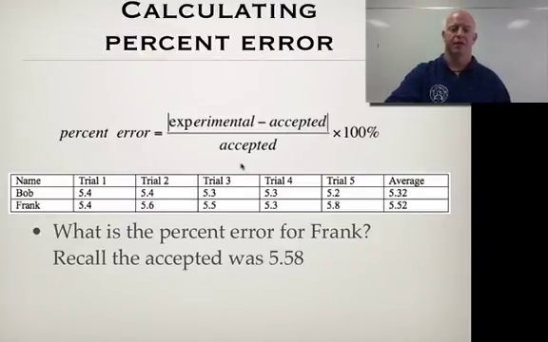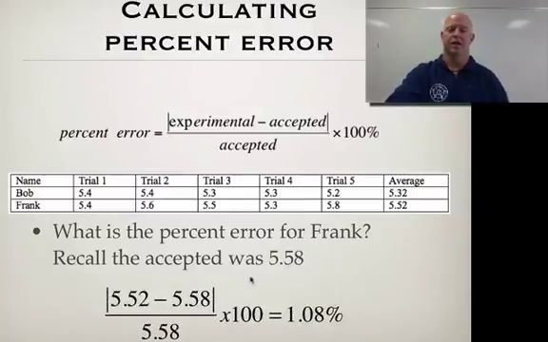Okay. If we take a look at Bob and Frank again, they had their numbers, and we remember that the accepted value for this was 5.58. To calculate the percent error for Frank, we take the experimental, which is the average of 5.52, subtract away the 5.58, take the absolute value, divide by 5.58, and multiply by 100 to get a percentage, and we get 1.08%. So he has really good data here because we're less than 5%. We're almost at 1% error, which is really high quality data for this example.